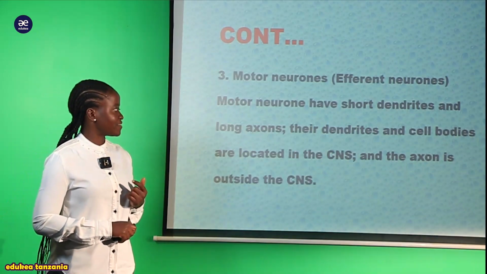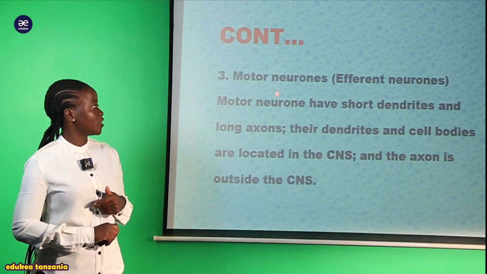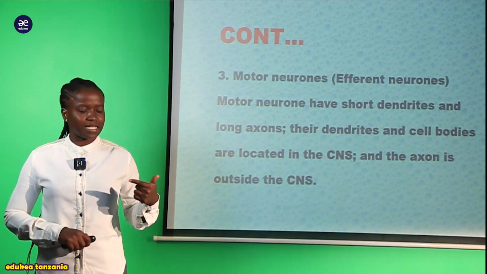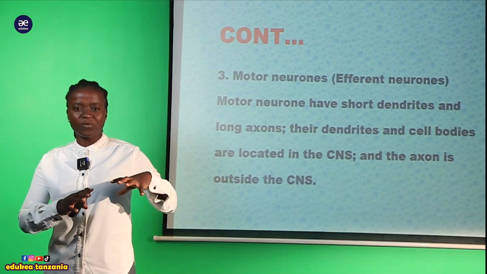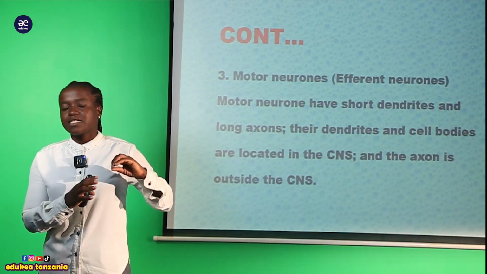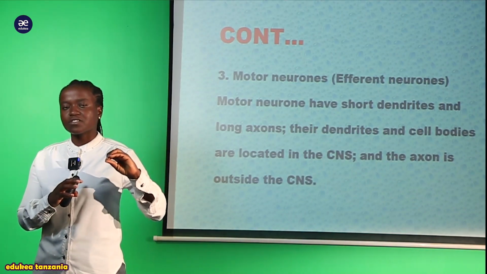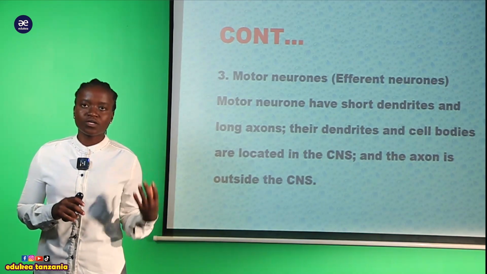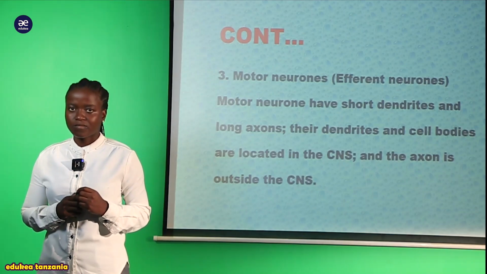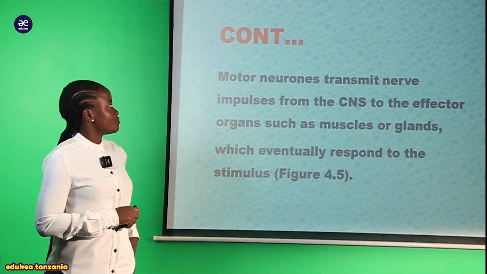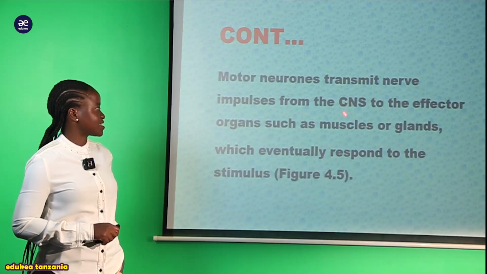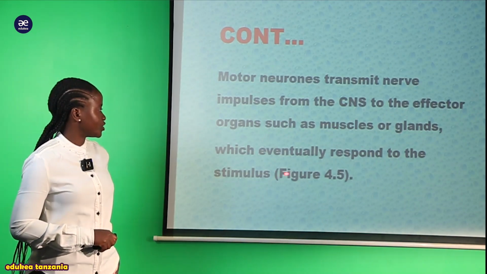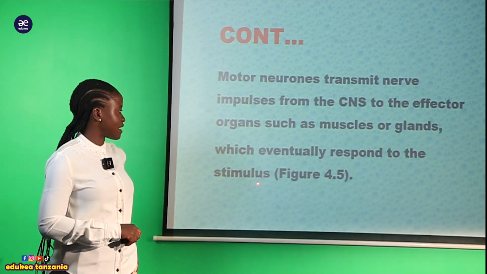We will look at the structure and you will see how this long axon looks. And also here we have said that within these motor neurons, the dendrites and cell bodies are located within the central nervous system. So the cell body together with the dendrites are both located within the central nervous system, but the axon is located away from the central nervous system. And now we can say that motor neurons transmit the impulse from the central nervous system to the effector organs such as the muscles or the glands, which eventually respond to the stimulus.